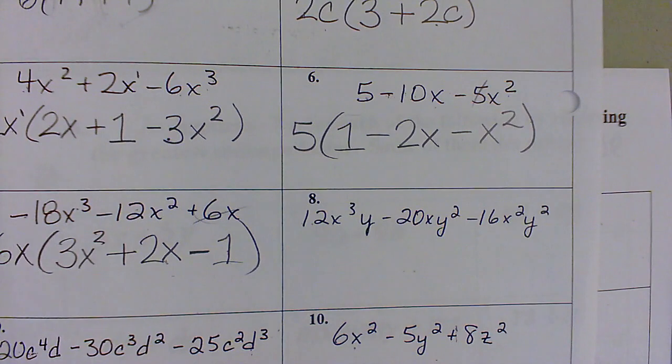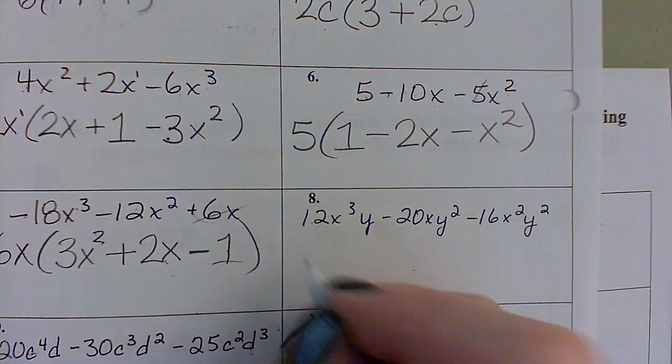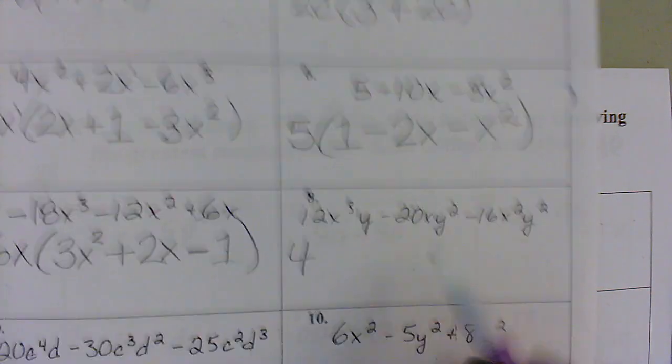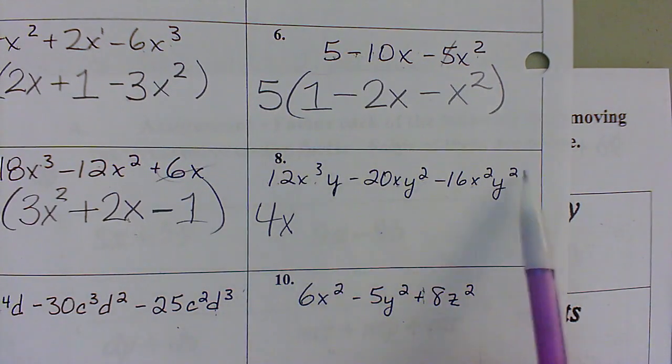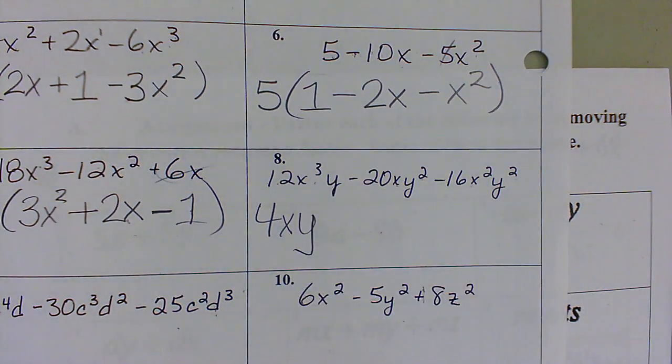Well, you do the variables separate. So you look at your numbers first. Do I need to remove a negative? No. 12, 20, and 16. What's the common? 4. Then I look at only my x's. I have 3, I have 1, I have 2. What's the most? 1. Then I look at my y's. I have 1, I have 2, I have 2. 1. So you do each thing separately.